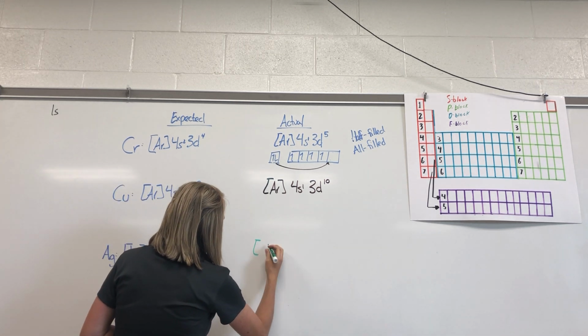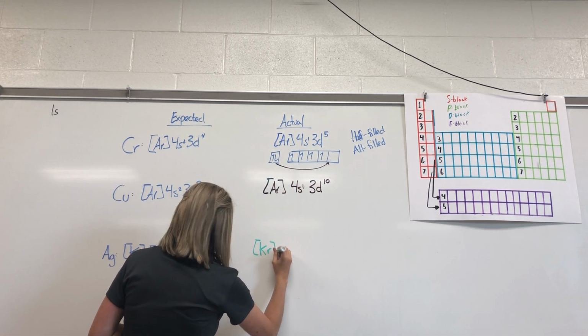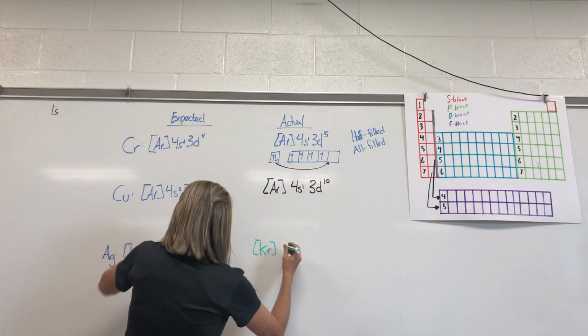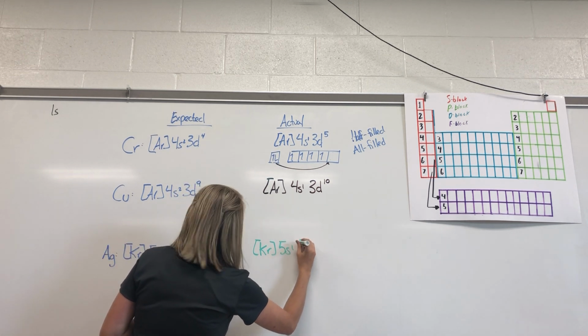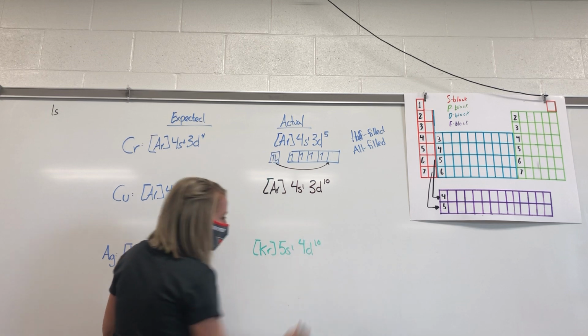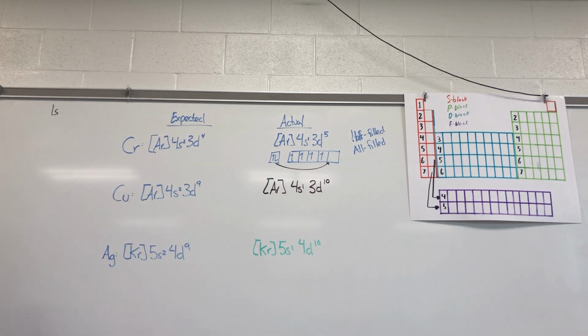And then if you wrote Kr 5s1 4d10, you can have a smiley face. You're correct. And that means you're catching on to the pattern of the exceptions of what they would do.